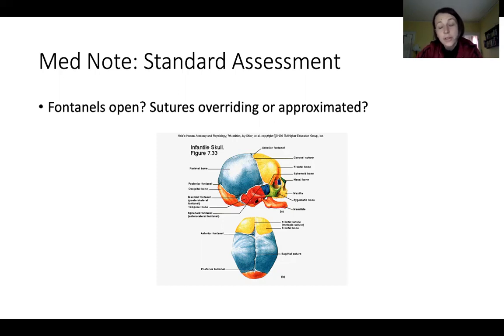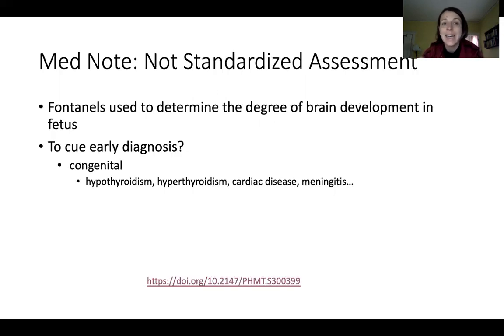The other assessment, which is why I showed the suture slide, is just the sutures. They need to see if they're overriding or approximated. So they do assess that immediately at birth. What's not assessed, okay, is the length of the fontanelle, the frontal bone, to determine brain development or early diagnosis of congenital diseases.